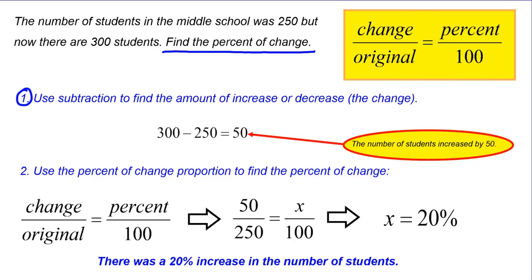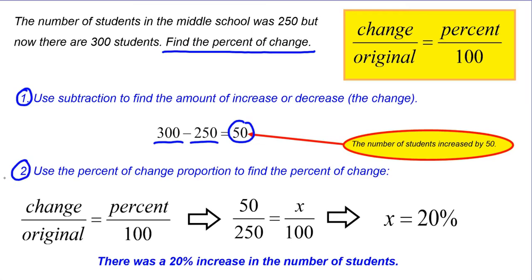Now we want to subtract these in a way so that we get a positive number each time. So we're always going to take the bigger number minus the smaller number to find out how much it changed. The new amount was 300. It used to be 250, so that's a change of 50 students. So the number of students increased by 50. The change was an increase of 50, but what percent of change was that?